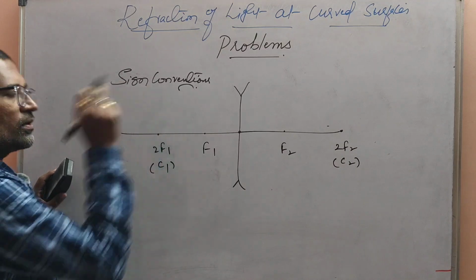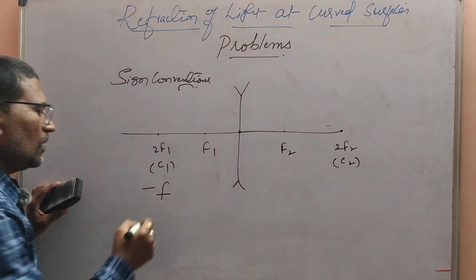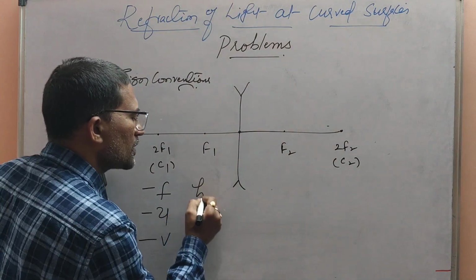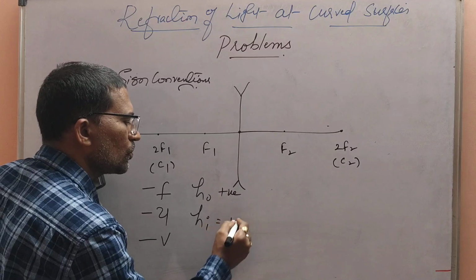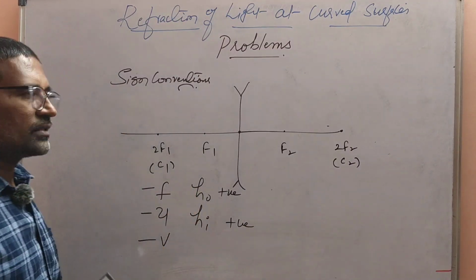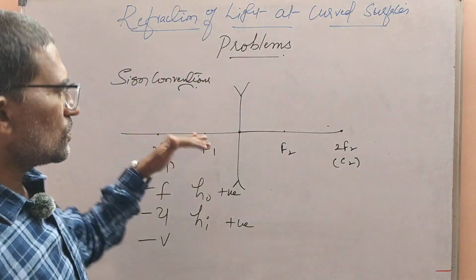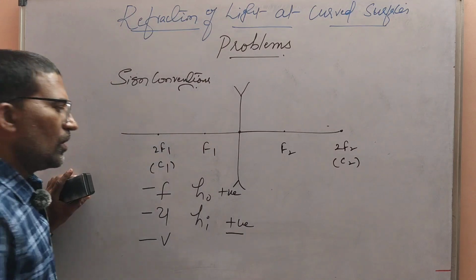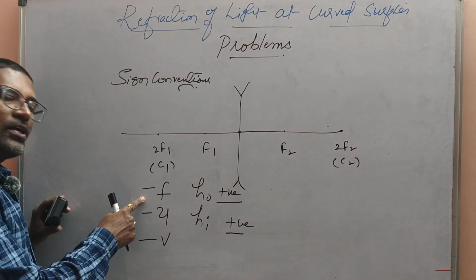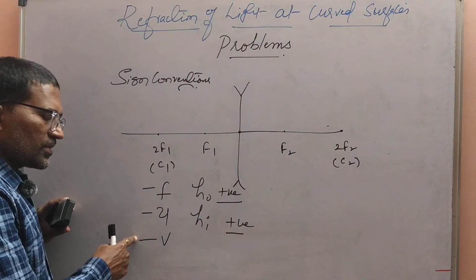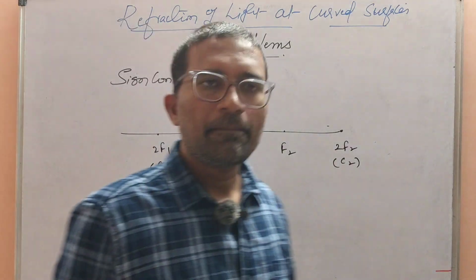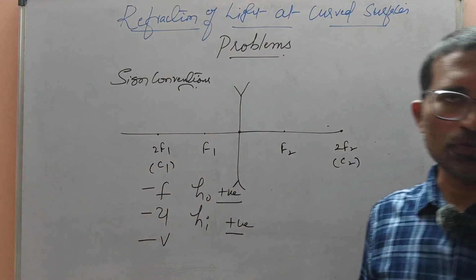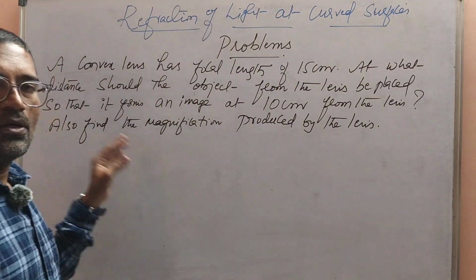Now, in case of a concave lens, the focal length will be negative, the object distance will be negative, and the image distance will always be negative. The height of the object is positive, and the height of the image is also positive, because the image is virtual and erect; it is always above the principal axis. Hence, image height will always be positive, object height positive, and the focal length negative. Image distance will be negative, and object distance is also negative. These are the conventions we have to apply to do the problems. I hope you all understood. Now, we'll do the problems related to lenses.